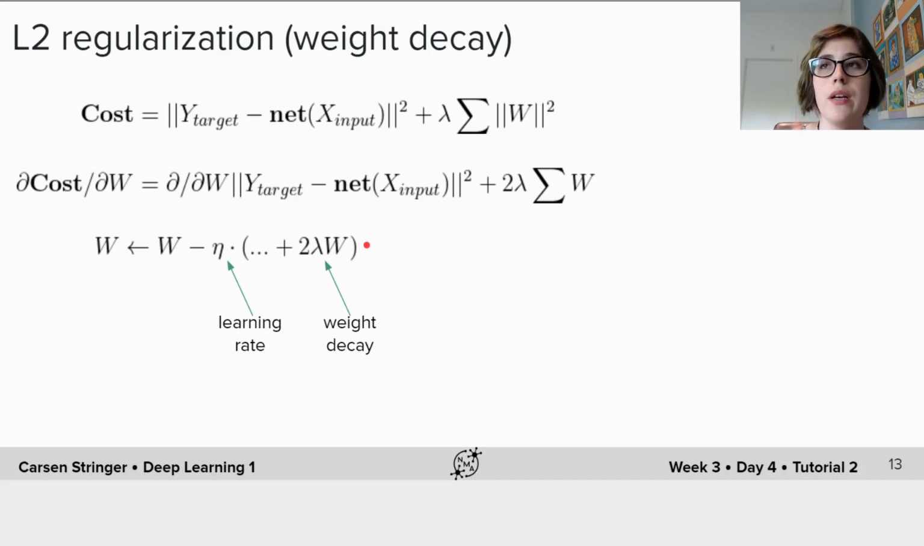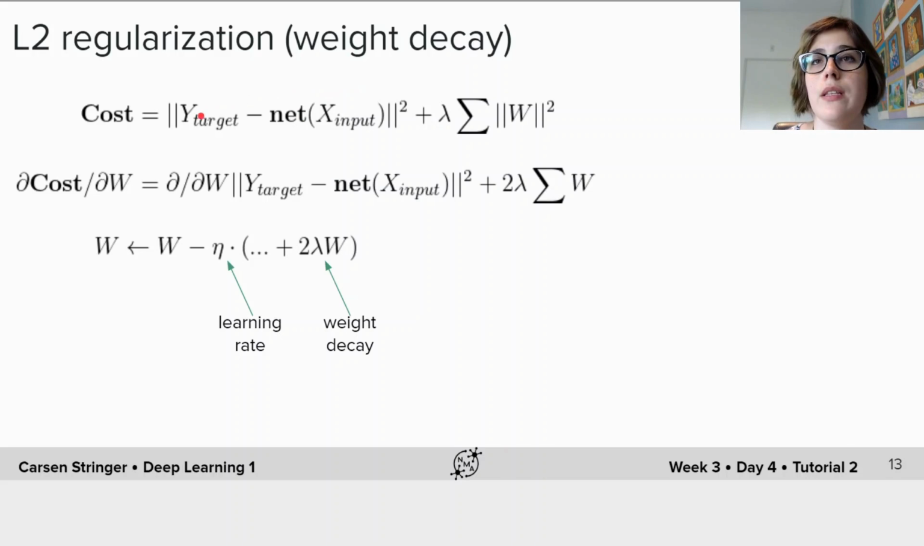And so if the weight is positive, you're going to subtract a positive value and push this weight towards 0. Likewise, if the weight is negative, you're going to be subtracting a negative value, which is addition, so you're going to be pushing that weight up. So whether you're positive or negative, these weights are going to get shrunk to 0. And that's why this type of regularization is called weight decay.